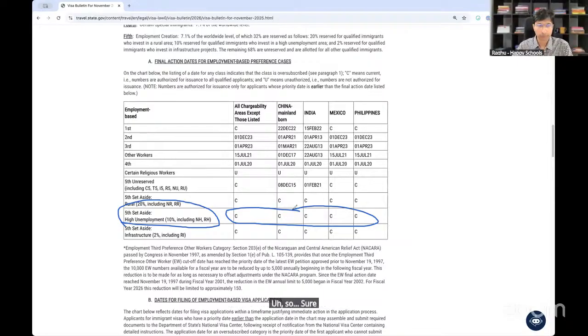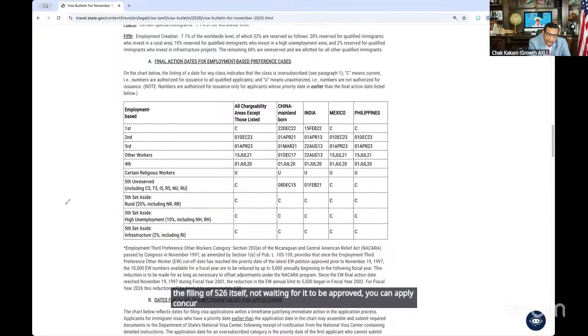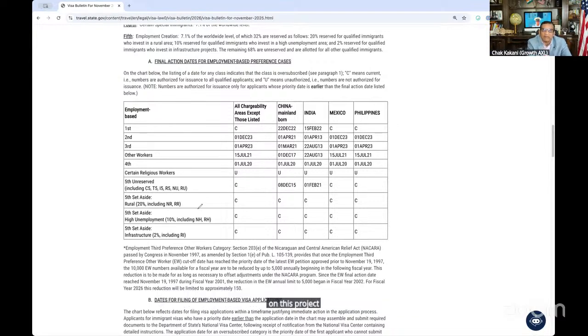Sure. At the beginning, at the filing of the I-526 itself, not waiting for it to be approved, you can apply concurrently because the dates are current for the I-485, which gives you the EAD and advanced parole, which gives you the ability to work in the US on your EB-5 investment EAD.